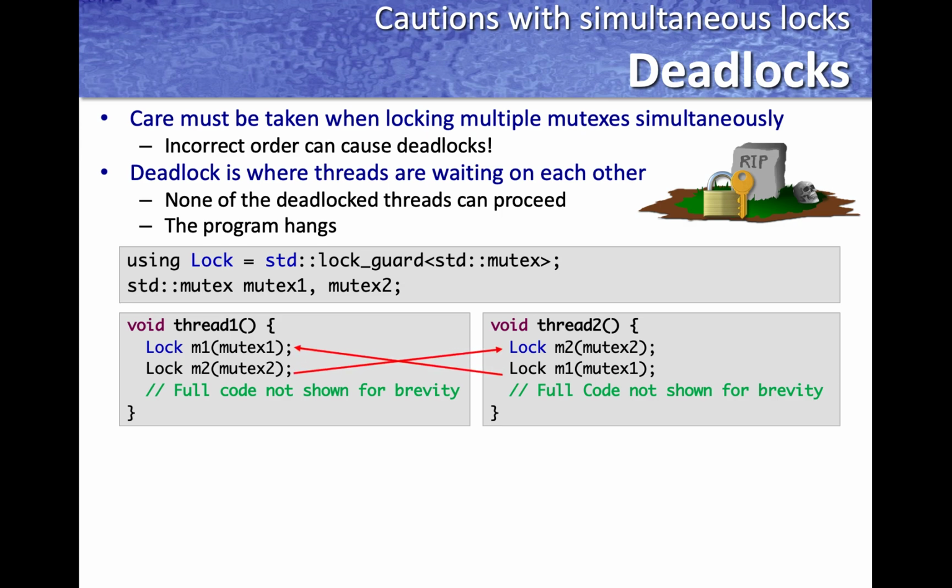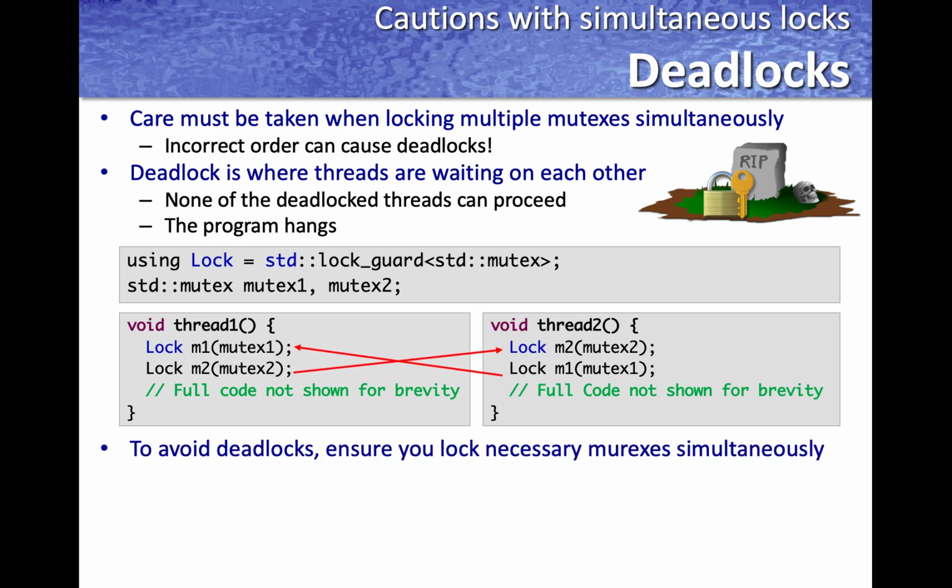Thread 1 locks mutex 1, thread 2 locks mutex 2. Because of that, thread 1 will never be able to lock mutex M2. Thread 2 will never be able to lock mutex M1, and both of these threads essentially hang, waiting for each other to unlock.